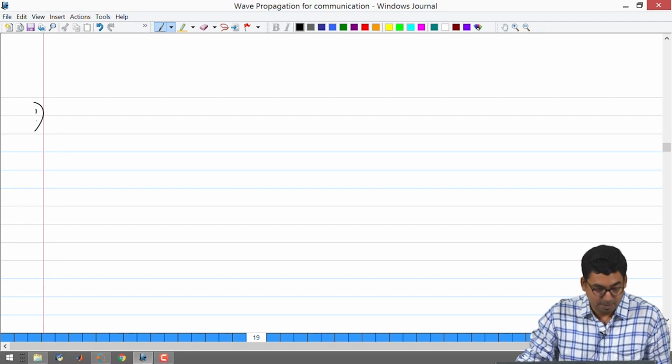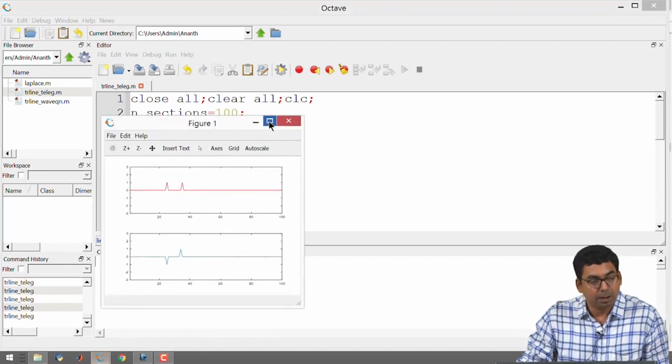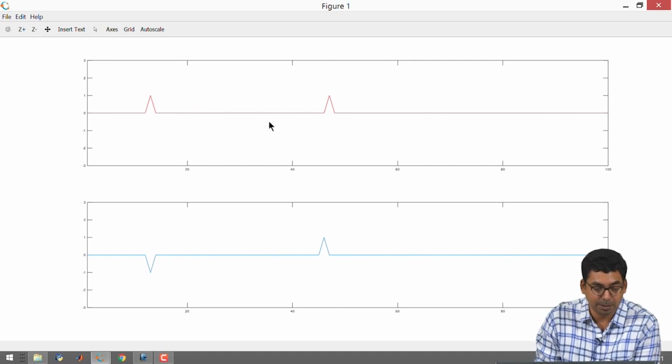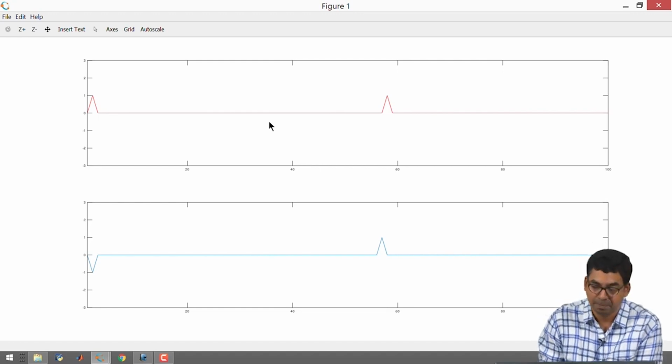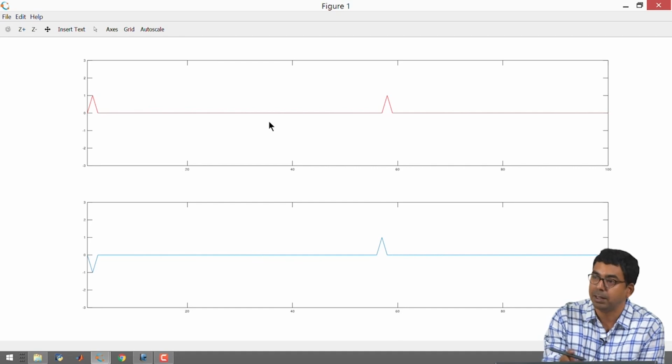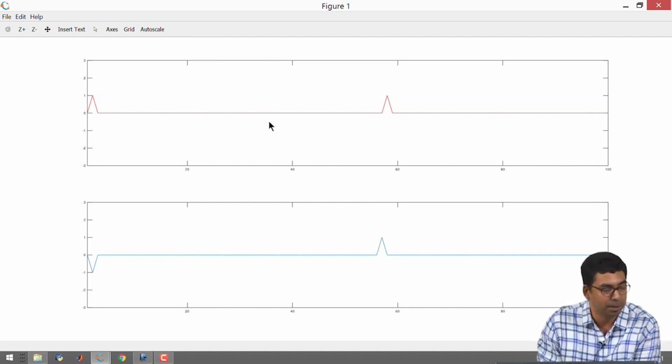In the previous class, when we had run the simulation, we had noticed that the top red curve corresponds to the voltage and the bottom to the current. There are some observations, and we are going to build on these observations. The first thing that we noticed was there is a voltage wave traveling to the right and to the left, because the source was kept somewhere in the middle.